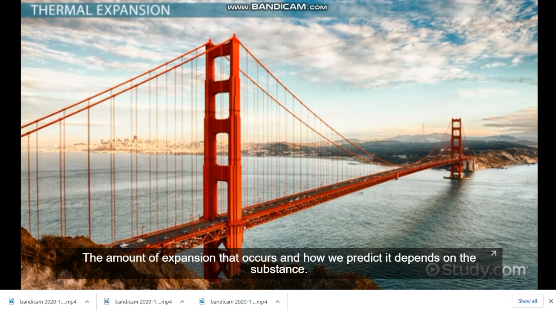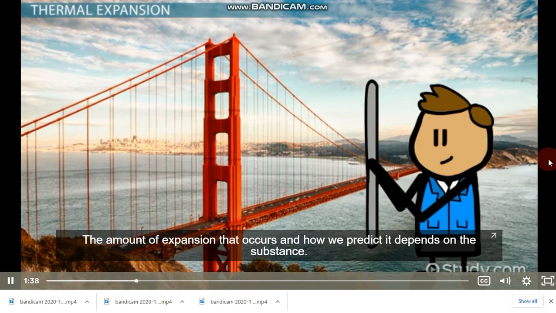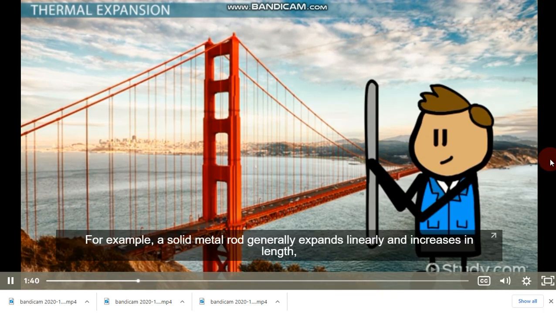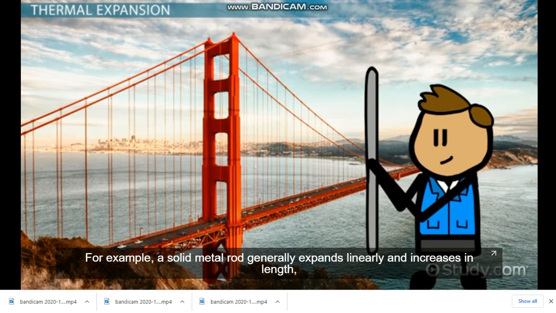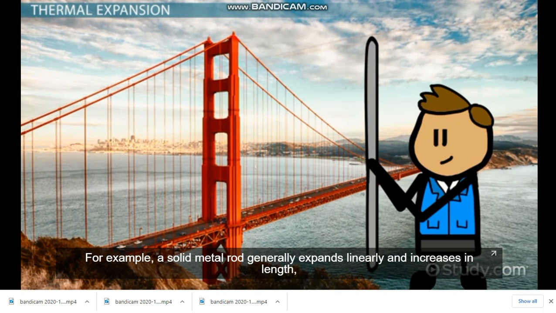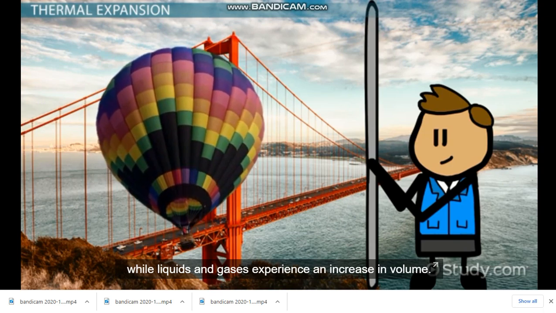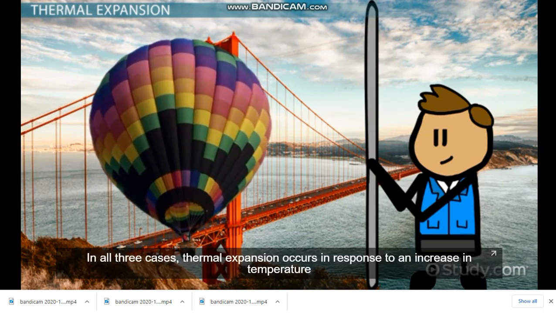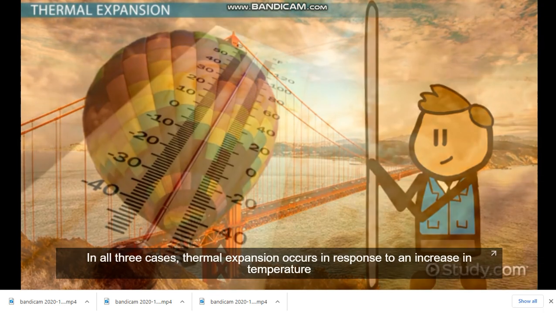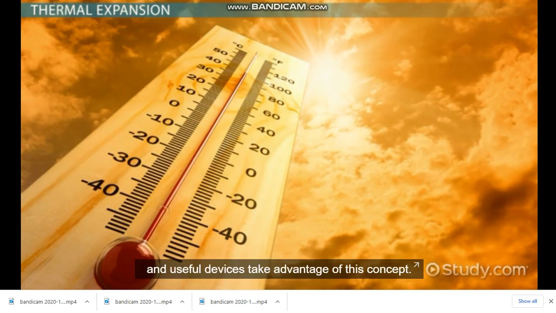The amount of expansion that occurs and how we predict it depends on the substance. For example, a solid metal rod generally expands linearly and increases in length, while liquids and gases experience an increase in volume. In all three cases, thermal expansion occurs in response to an increase in temperature, and useful devices take advantage of this concept.